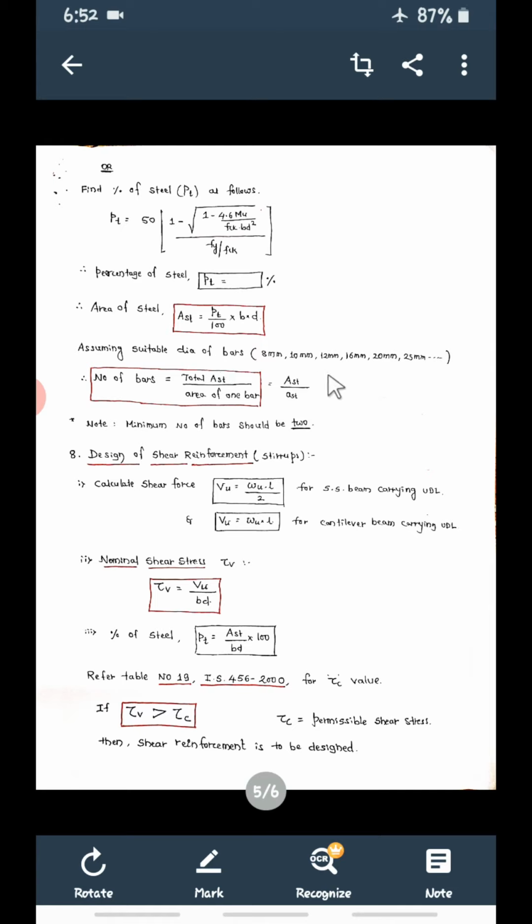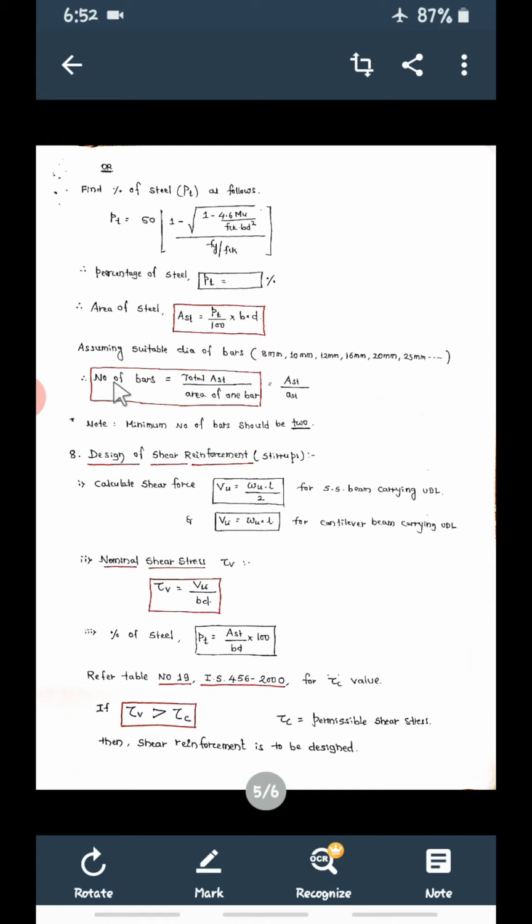But what is the condition? Again, you have to remember here. For main steel, the diameter should not be less than 12 mm. So the diameter of the main bars should not be less than 12 mm. You can assume 12 mm, 16 mm, 18 mm, or 20 mm diameter.